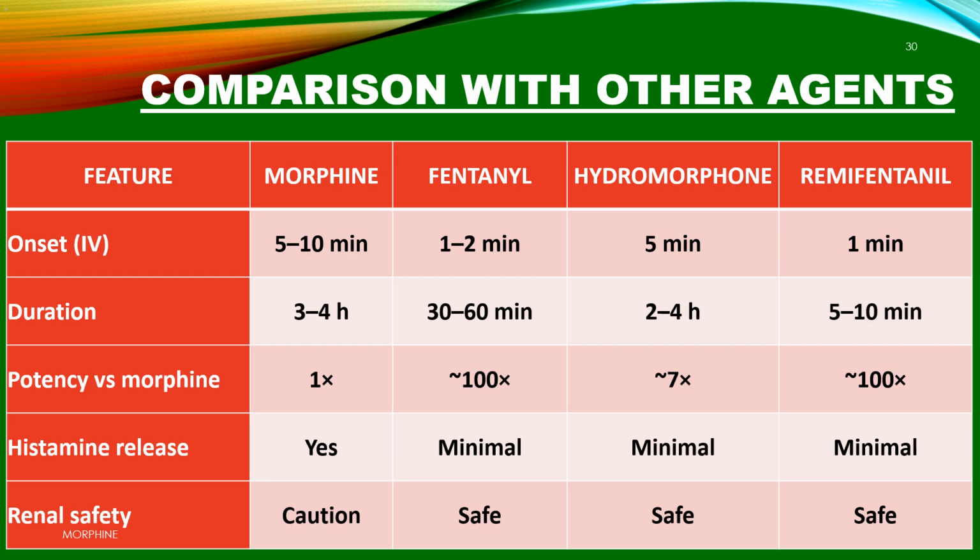4. Fentanyl. Onset of action IV, 1 minute. Duration of action, 5 to 10 minutes. Potency. Approximately 100 times more potent than morphine. Histamine release. Minimal. Renal safety, safe.